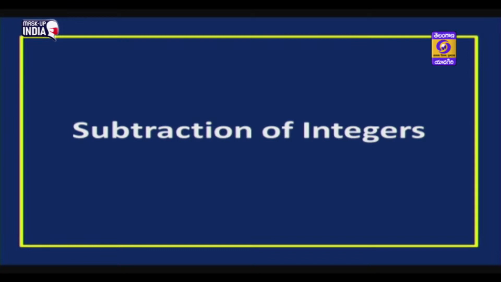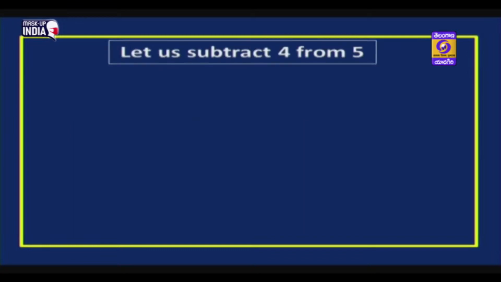So, children, we have seen what actually an integer is, and also we have seen the addition of integers like two positive integers, two negative integers, and a negative and a positive integer, isn't it children? I hope you have understood the concept of addition of integers. So, next we will move on to subtraction of integers children. So, let us take an example children. Let us subtract 4 from 5. So, here we have started with again two positive numbers, right children.